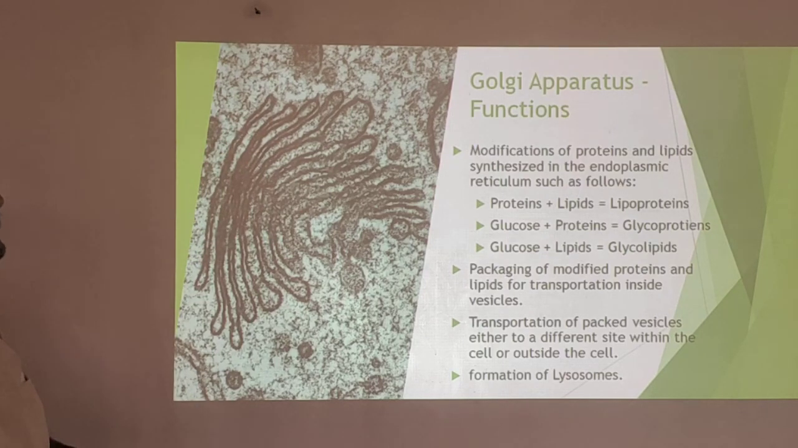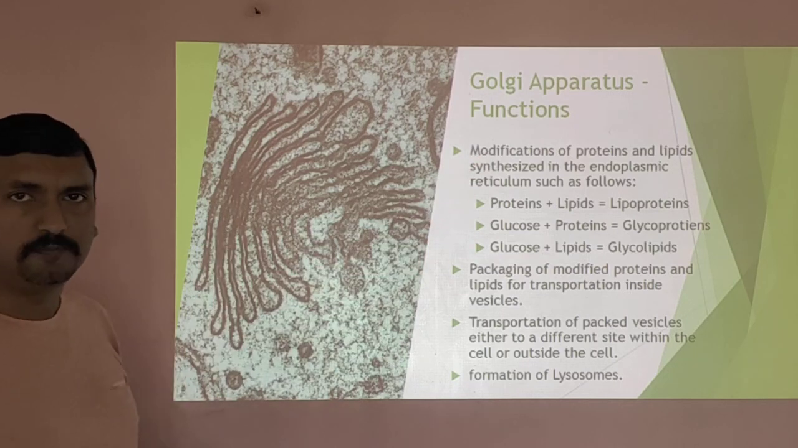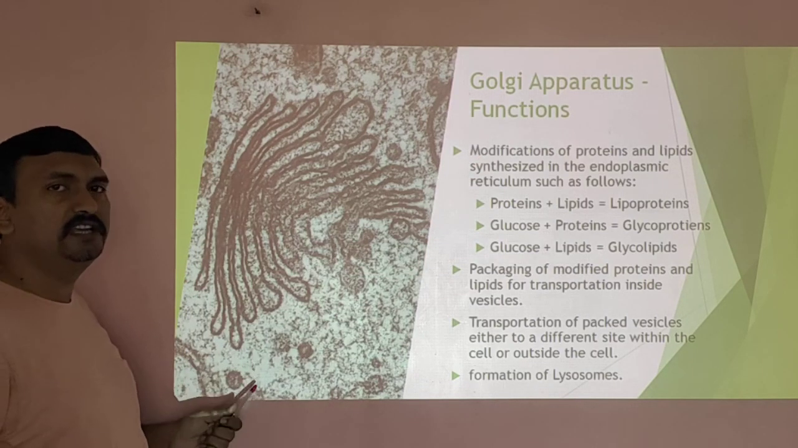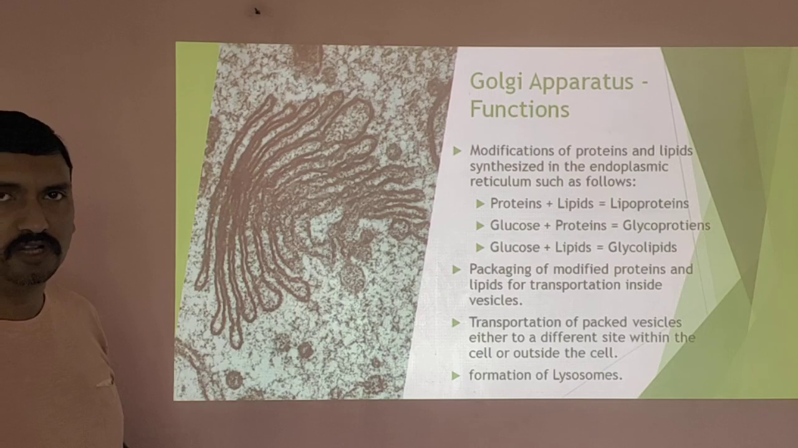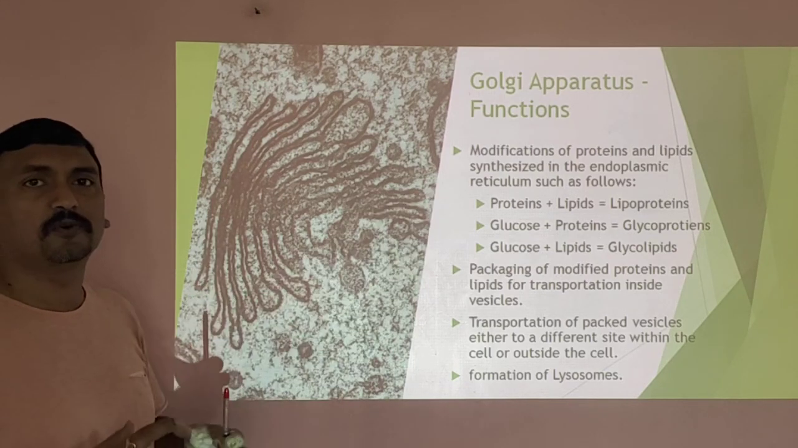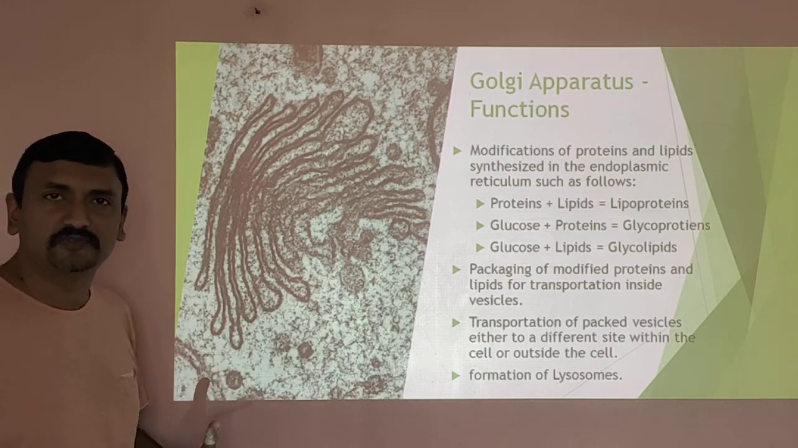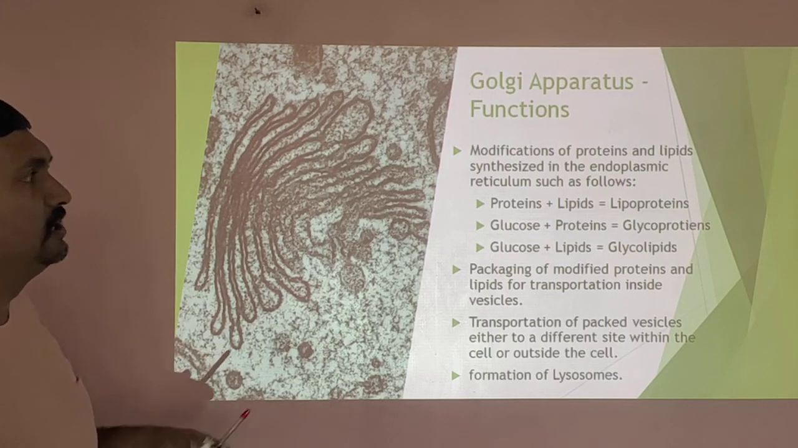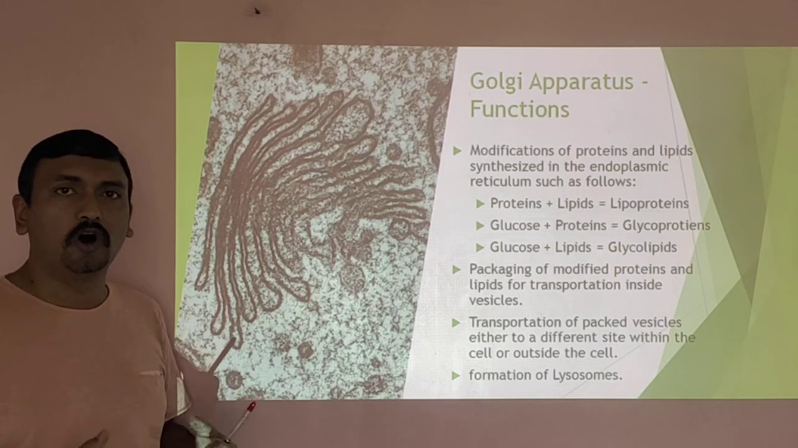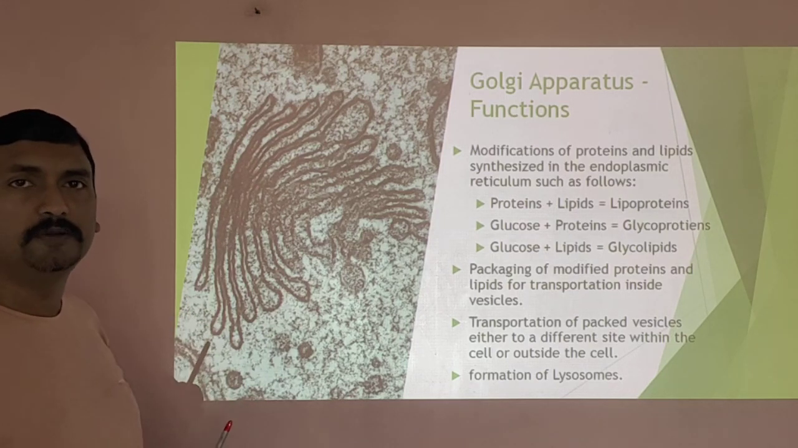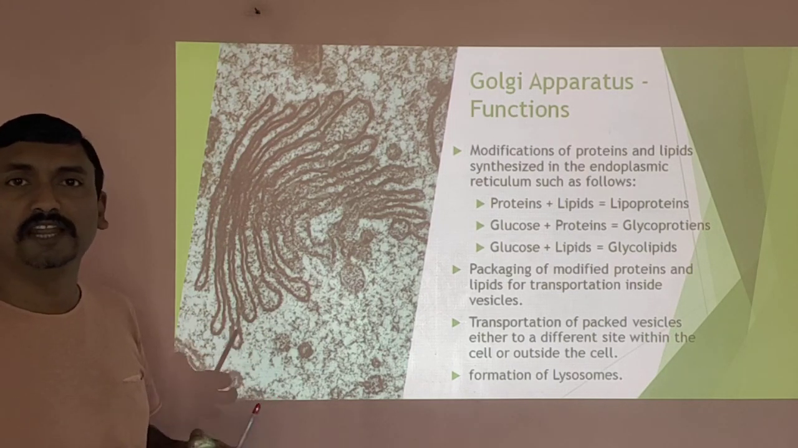Main function is modification of proteins and lipids. Please understand, we have studied previously that endoplasmic reticulum helps in synthesis of proteins and lipids, which carry out various reactions which make up various substances inside the cell. But when they are formed raw, these raw proteins and lipids cannot be functional.